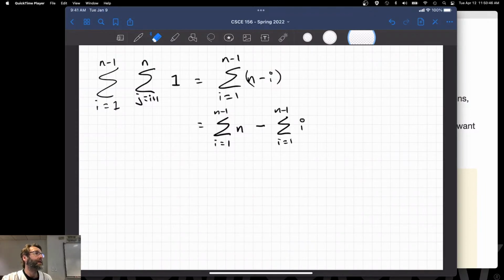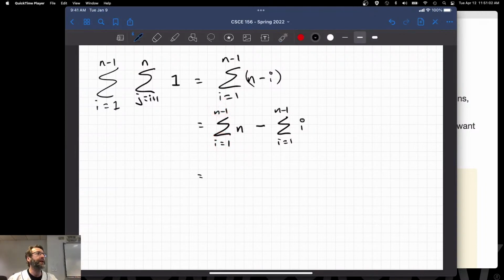Sum of summations is equal to the summation of sums, right? You can just break that up. Okay? Now what about the first one? That should be easy. N plus n plus n plus n. How many times? 1 up to n minus 1.